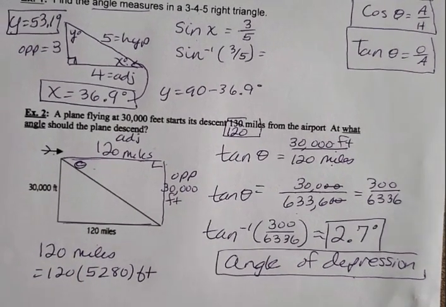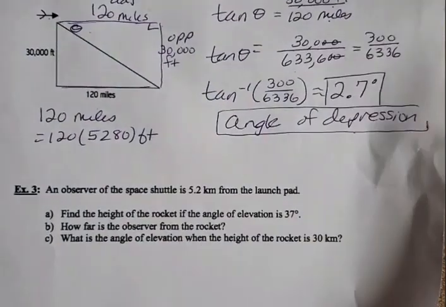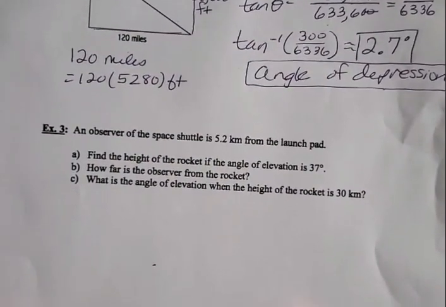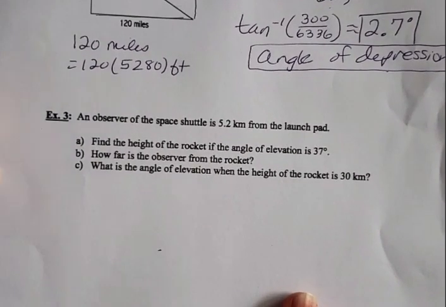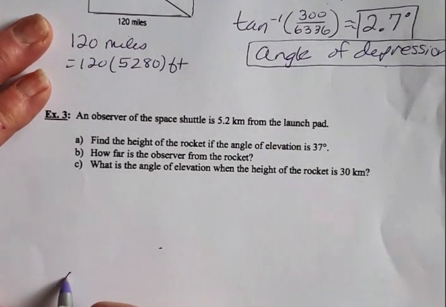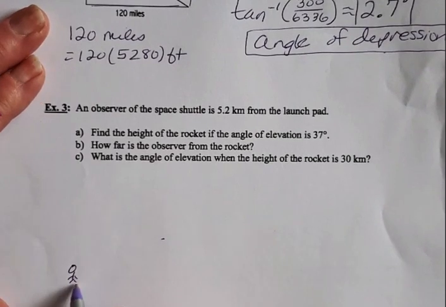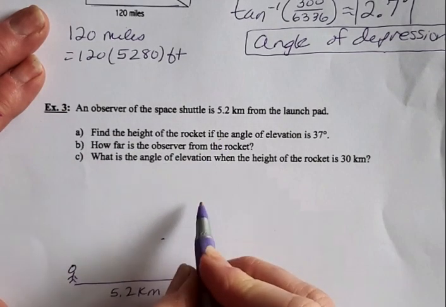So let's take a look now at example 3. So for example 3, there's no diagram shown, so we're going to draw a diagram based on the information given to us. So an observer of the space shuttle is 5.2 kilometers from the launch pad. So here's the observer, and he is 5.2 kilometers from the launch pad. Find the height of the rocket if the angle of elevation is 37 degrees.